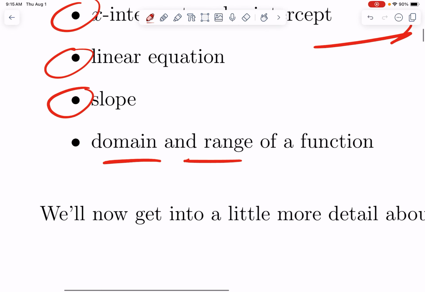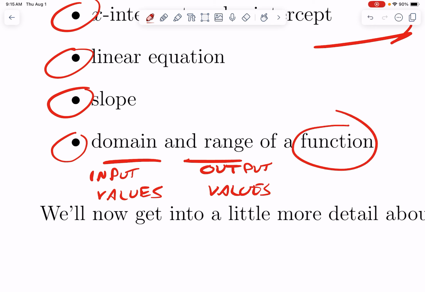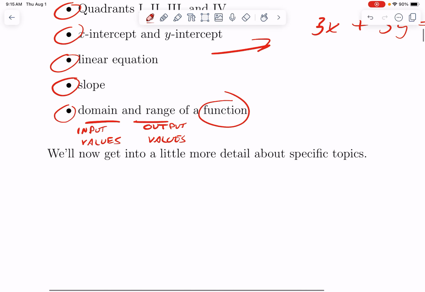Right? I will just here mention domain is the set of all input values. Often these are labeled as x, but regardless of what it's called, we're thinking of what are all the input values. And range would be what are all the output values. And sort of built into this is you need to be comfortable with the idea of a function and its notation. So we're going to get into details about a few more things.